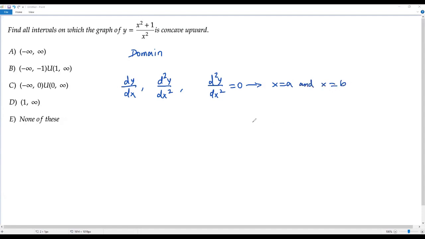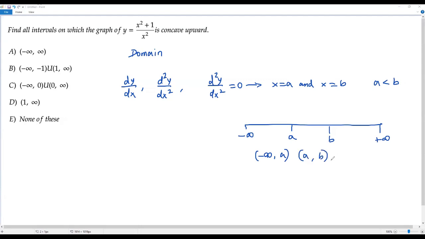Now I have to mark these two values a and b on the number line. Let's assume that a is less than b. Then we have the left extreme, negative infinity, and since a is less than b, a comes first and b next, and the right extreme is positive infinity. When I write these two values of x on the number line, I can split up the real number line into three parts. The first interval is negative infinity comma a, the second interval is a comma b, and the third interval is b comma positive infinity.